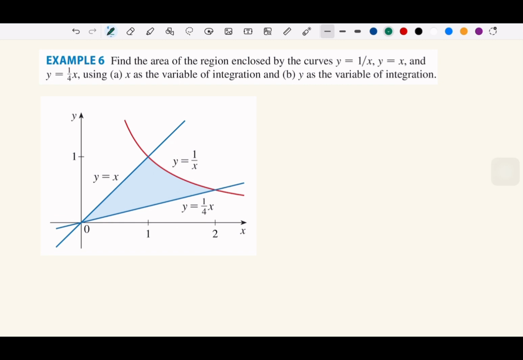All related to the integration, from the fundamental theorem up until the techniques.